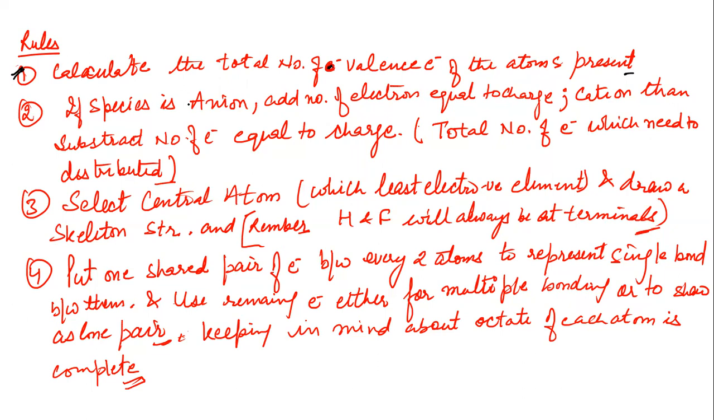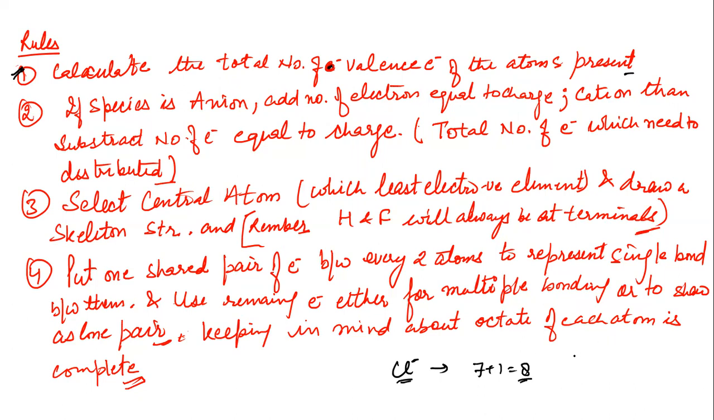If the species is an anion, add electrons equal to the charge. If it is a cation, subtract electrons equal to the charge. Now, suppose Cl negative. Cl negative means one electron has been added. So the total number of valence electrons in this case will be 7 plus 1 is equal to 8 electrons. Got it? Clear.